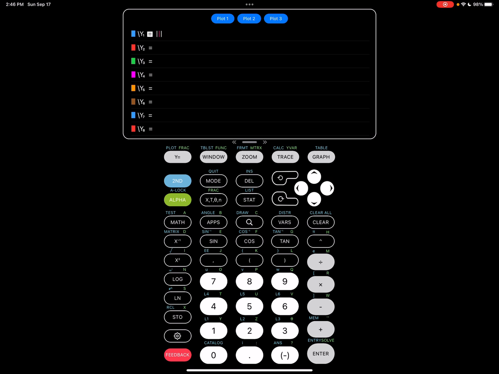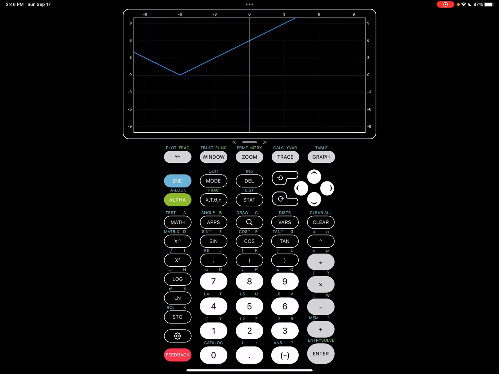Inside we'll type X, and you need to use the X that's next to the alpha button. That's the variable button. And the rest of our function is plus 6. Once you've got that, press enter. And now we have our function ready to graph in blue in our graphing calculator. To see the graph, you click the graph button, which is at the top right-hand side. And your window will look something like this.